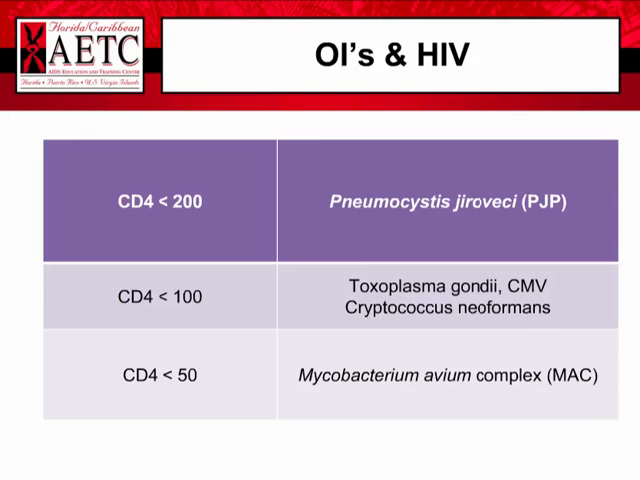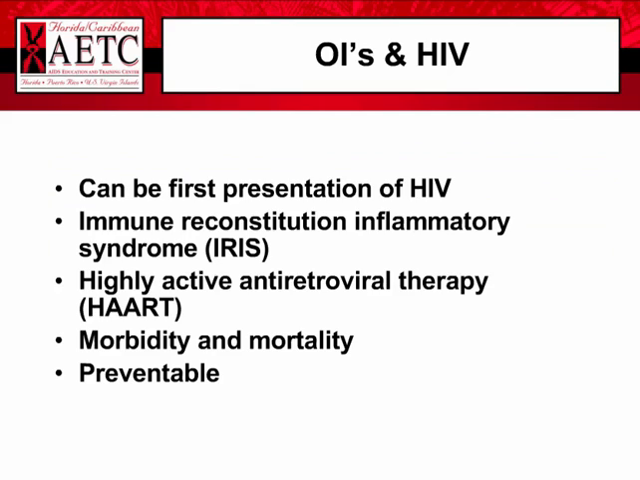So at what CD4 count do we start to see specific OIs? You can see here in this table that when the CD4 count drops below 200, we begin to see things like PJP. When it drops below 100, you can expect to see things like toxoplasma, CMV, or cryptococcus. And when it drops even further below 50, you can begin to see things like MAC.